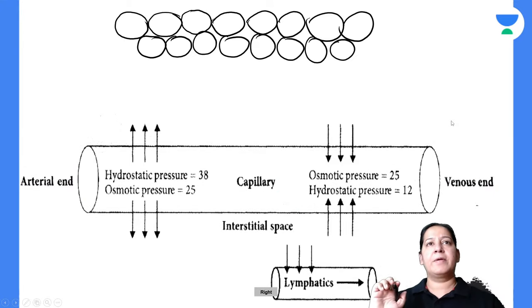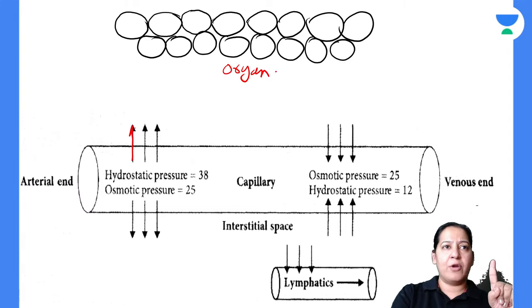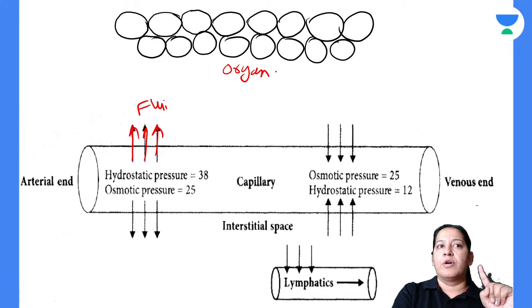Now, see, this is the organ. Can you see this is the organ? These are the cells of the organ. Can you see the arrows here? Here, the fluid is coming out from the capillary. So, this is the fluid.